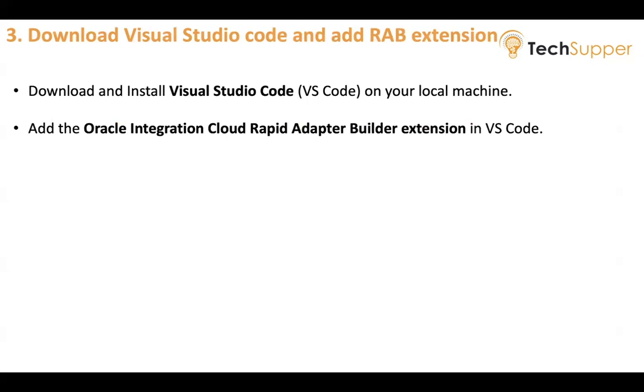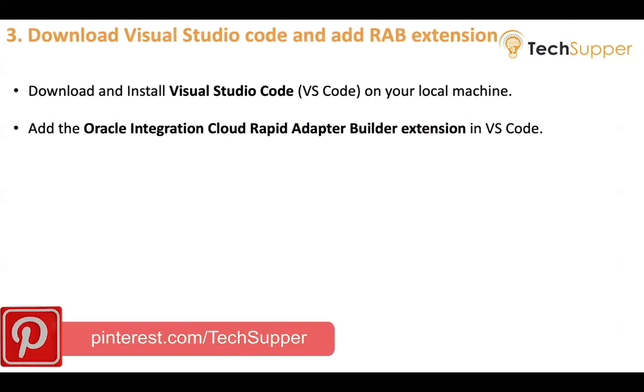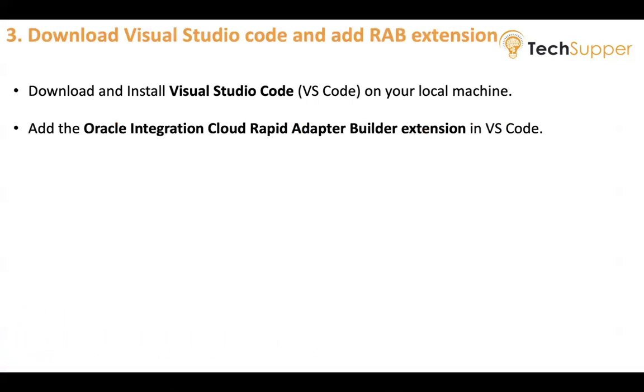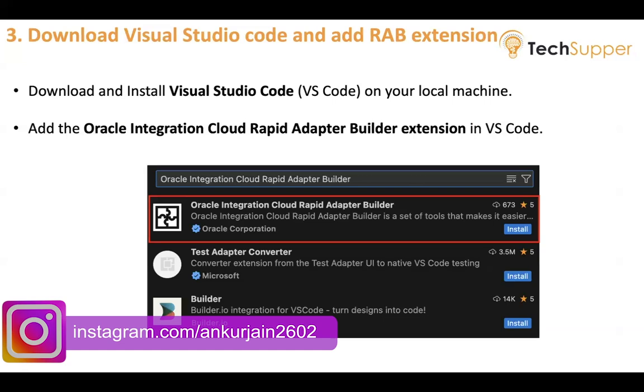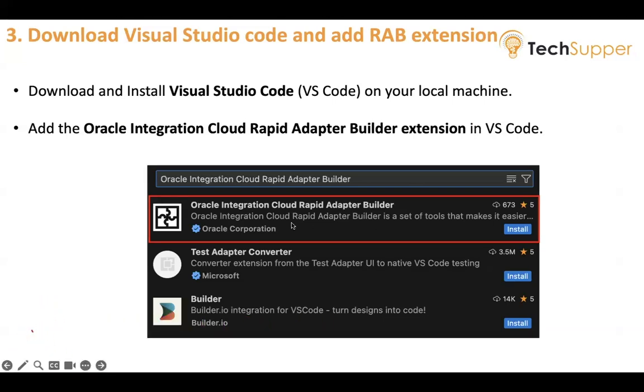And then Oracle has created an extension for VS Code, which is known as the Oracle Integration Cloud Rapid Adapter Builder extension, that you have to add. When you go to the extensions, you will search Oracle Integration Cloud Rapid Adapter Builder, and you will find this extension. You simply click on the install button, and that will be added. This is the major thing that will allow you to create your own adapter. So that is a must-have. Without that, you cannot do anything. So VS Code, and then add that extension which will create the adapter.